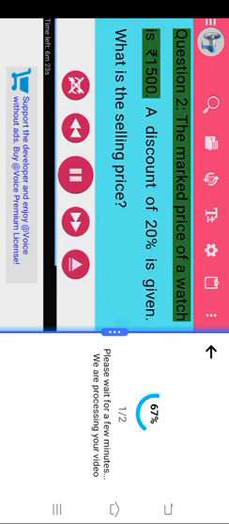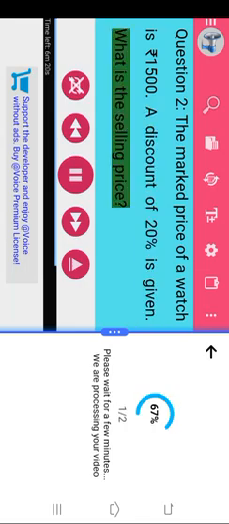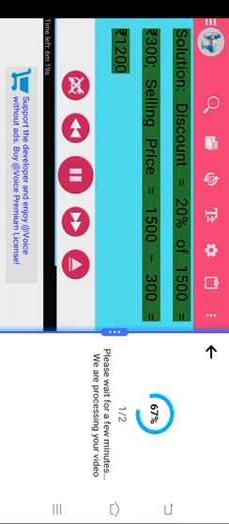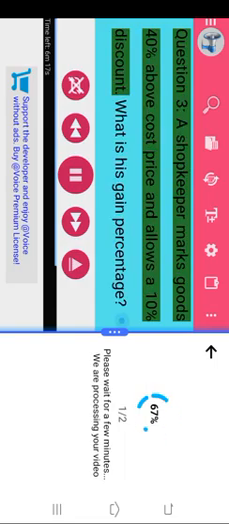Question 2. The marked price of the watch is 1,500 rupees. A discount of 20% is given. What is the selling price? Solution. Discount equals 20% of 1,500 equals 300 rupees. Selling price equals 1,500 minus 300 equals 1,200 rupees. Question 3. A shopkeeper marks goods 40% above cost price and allows a 10% discount. What is his gain?